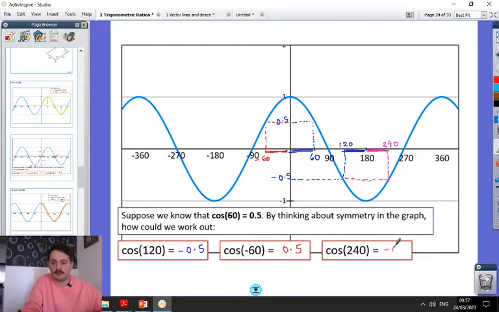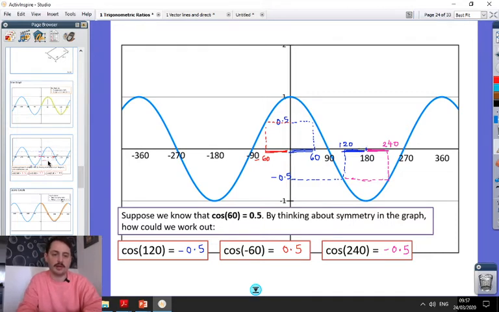Now, I've just happened to pick ones that have got nice values, like 0.5, and the previous one also had a 0.5. But this would work in a similar kind of way if it was like the cos of 50 is equal to whatever that is on a calculator. You could still use this same idea.